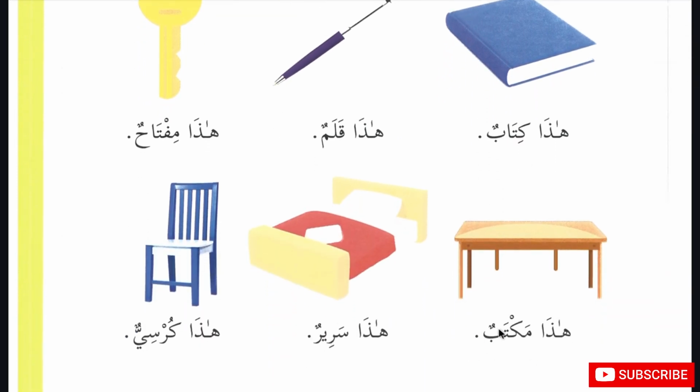Hada maktab, this is a desk, and this also can mean an office as well. Hada sarir, this is a bed. Hada kursi, this is a kursi, this is a chair.